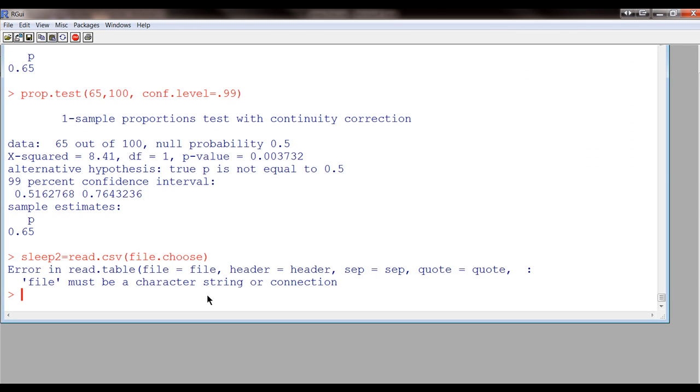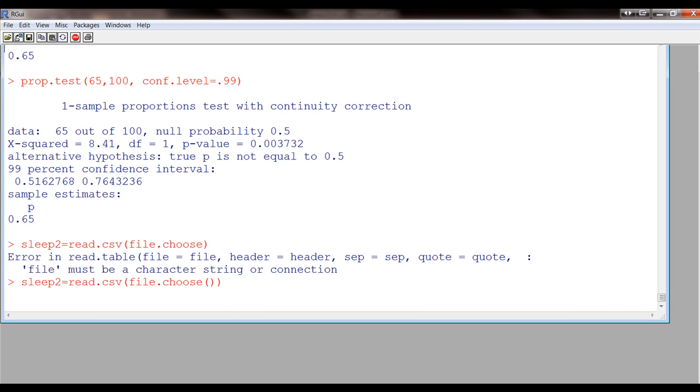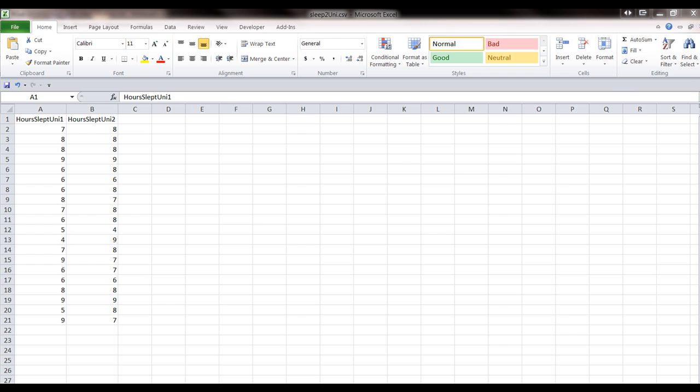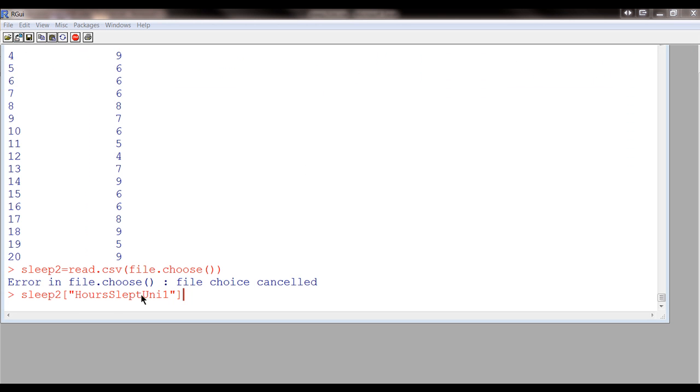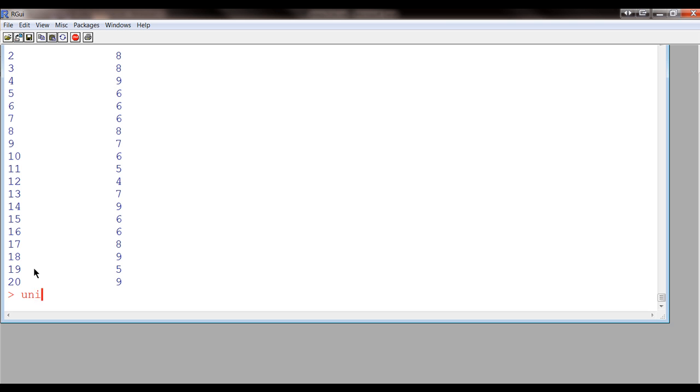So I'll open up that file. No, I won't. I'll try it with the brackets there. And here it is. And now, let's see, I need to get each of those columns out. So how do I do that? I guess I have to go back and read the names of them. So hours slept Uni 1, hours slept Uni 2. So if we remember, we can do this and this. Okay, so this, remember, gives us, I think, the first, yeah. So I guess we could put this in Uni 1 equal, well, let me do it this way.